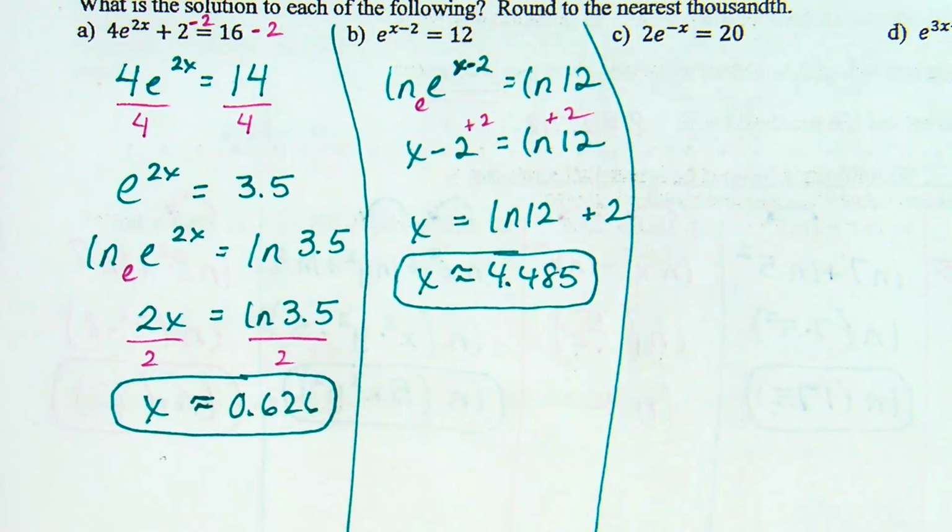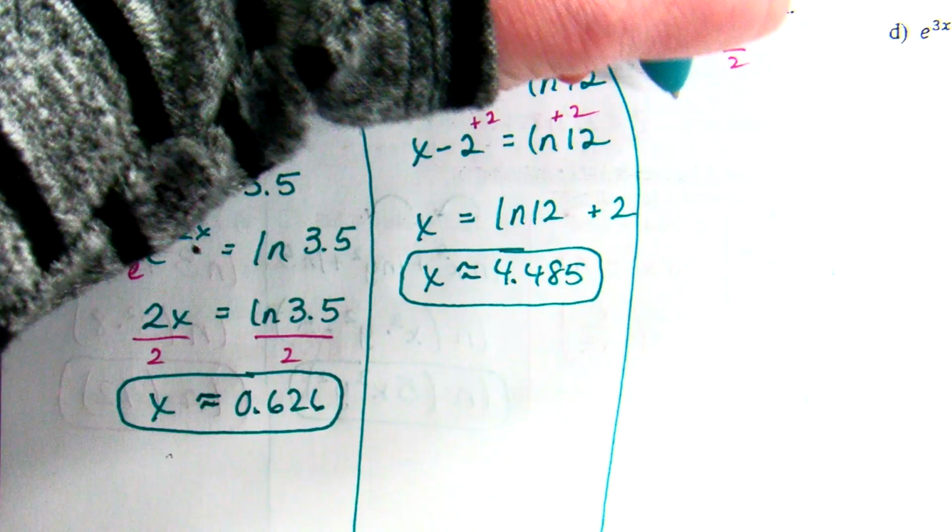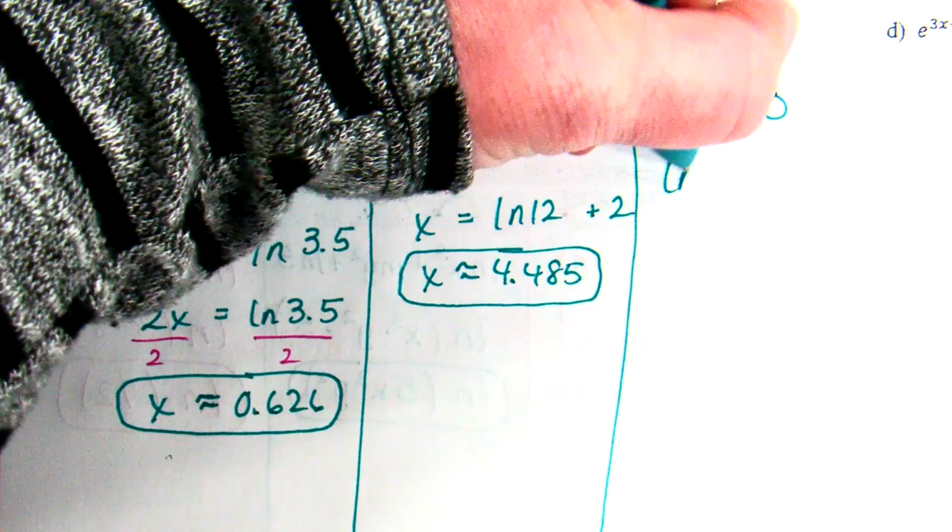C. 2e to the negative x equals 20. Okay, to get that e to the negative x by itself, divide by 2. So if I divide by 2, e to the negative x is equal to 10. What's the step I take here? Should have a lot of people telling me this. Natural log. So natural log of e to the negative x equals natural log of 10.